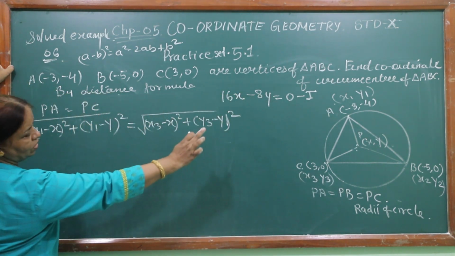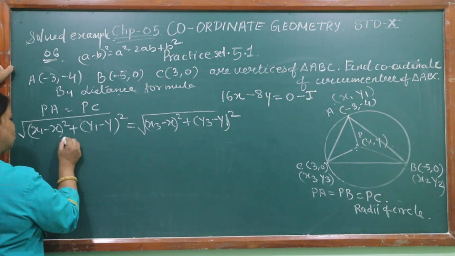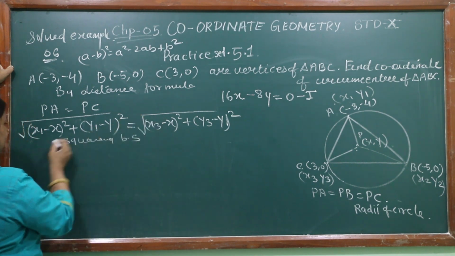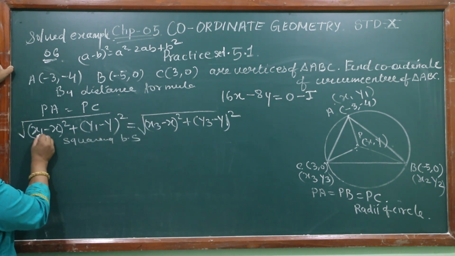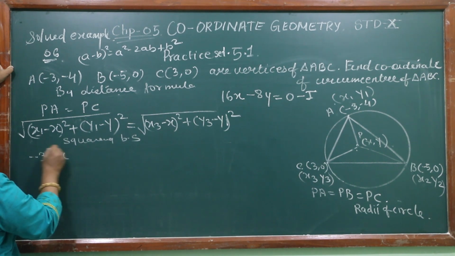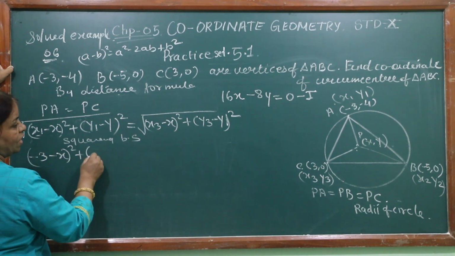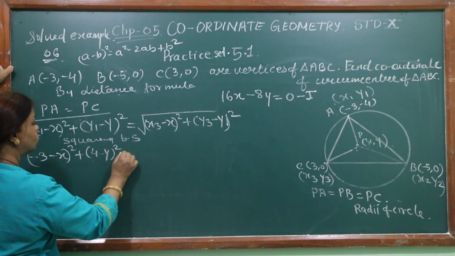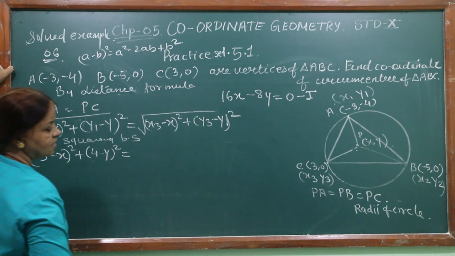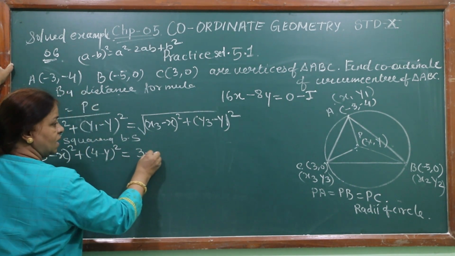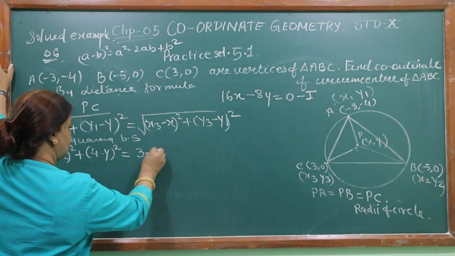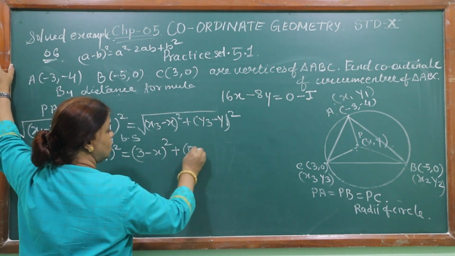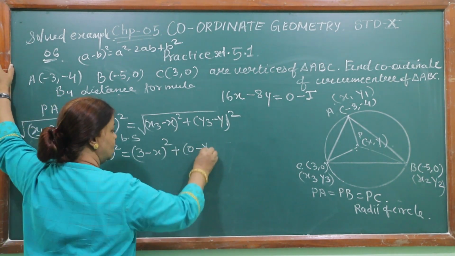x1 minus x. What is x1? Now squaring both the sides first. Squaring both sides, so we don't need to write the square root again and again. So x1 is how much, children? Minus 3. Then minus x the whole square plus y1, which is 4 minus y the whole square, is equal to x3, which is 3, minus x the whole square plus y3, which is 0, minus y the whole square.